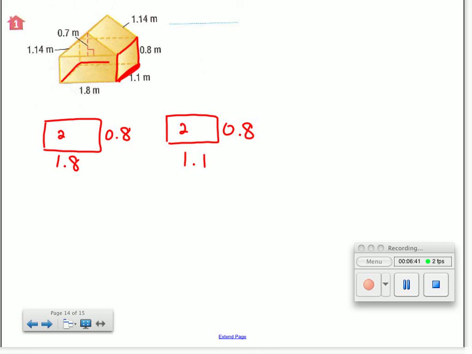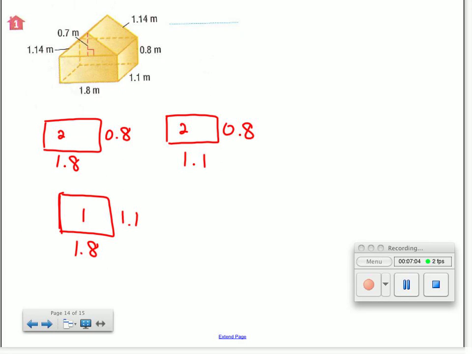Let's do the bottom of that rectangle. So the bottom is going to be 1.8 and 1.1. How many of these rectangles do we have? Yeah, we only have 1. Good. I'm going to erase a little of this. We've got to keep going though.